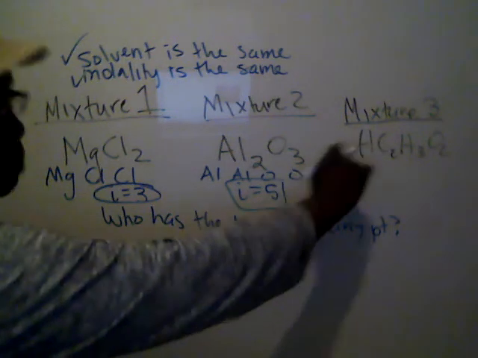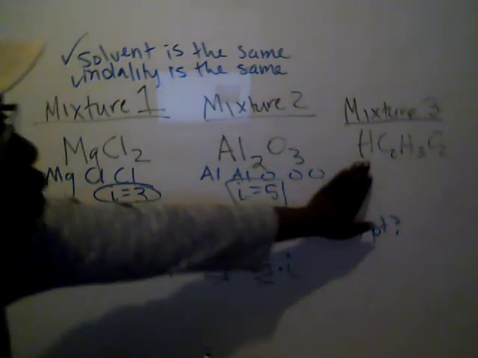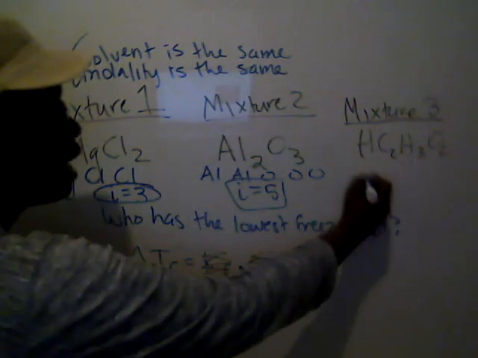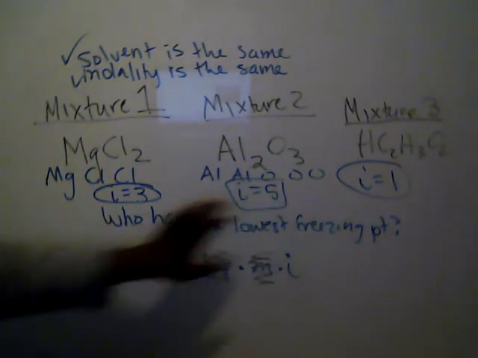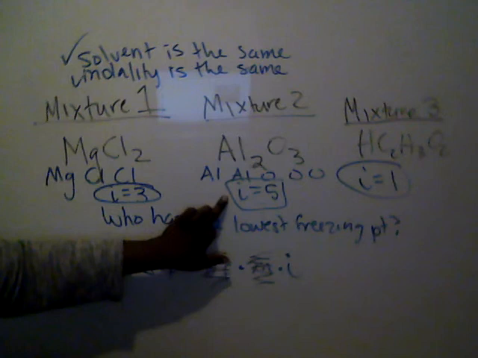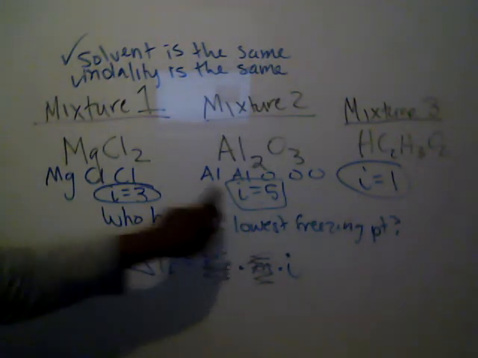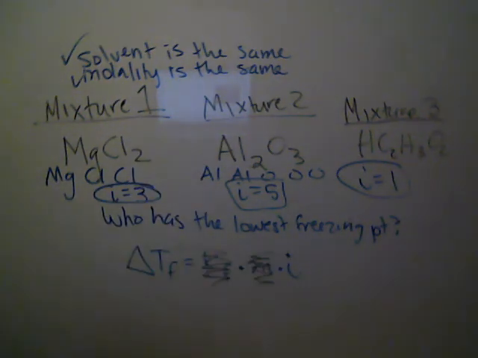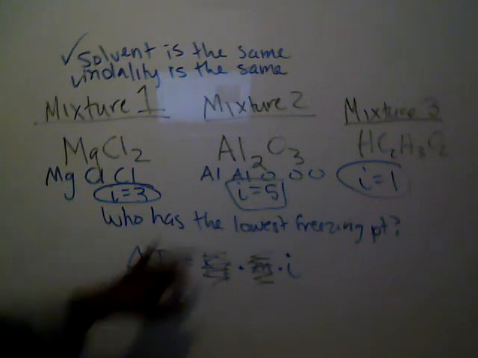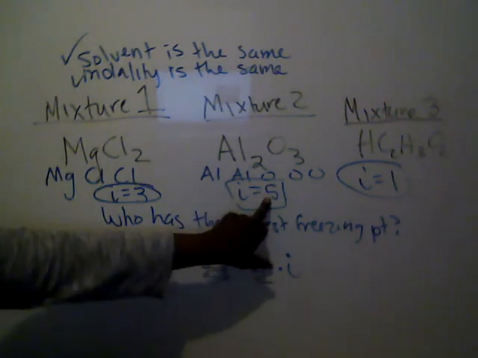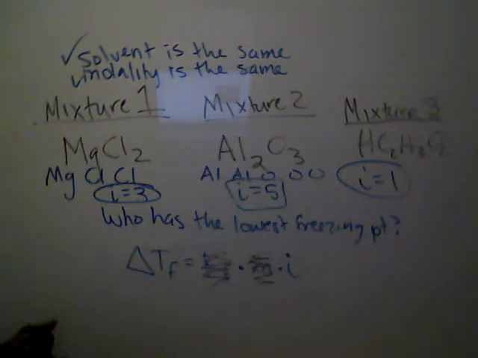Now this guy over here has a bunch of pieces to it. It has more elements in it than these guys, but if we notice, these are all non-metals. So I has to just be 1. Okay? So out of all of these, this guy has the most amount of particles. It's going to have the greatest effect on the freezing point. It's going to have the lowest freezing point out of all of these mixtures. Okay, so again, the reason why is the number that we would calculate for the change in the freezing point would be larger for this one because I is 5. So if it has the larger change, it's going to be the lower freezing point.